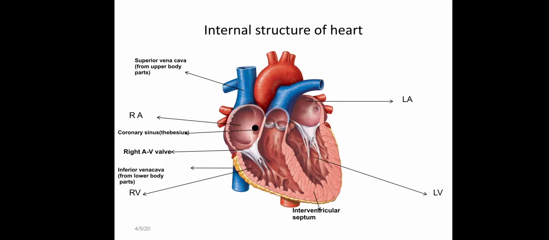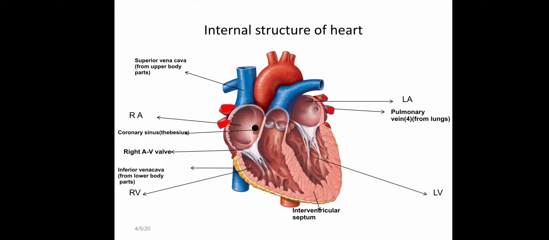Now, if you look at the left atrium, it receives the blood. It is a receiving chamber that receives oxygenated blood with the help of the pulmonary veins. There are 4 pulmonary veins, that means 2 pairs, 1 pair from each lung. From the right side and the left side, the pulmonary veins come and enter into the left atrium.